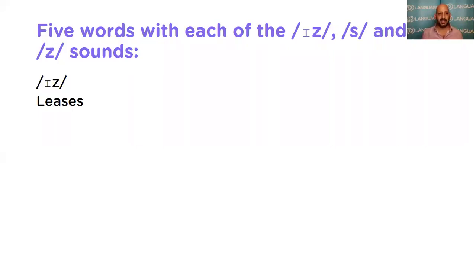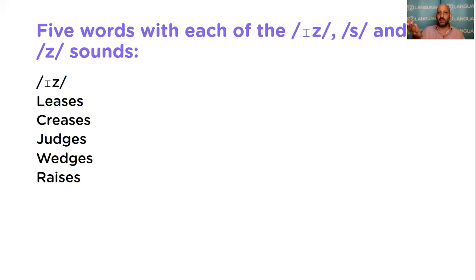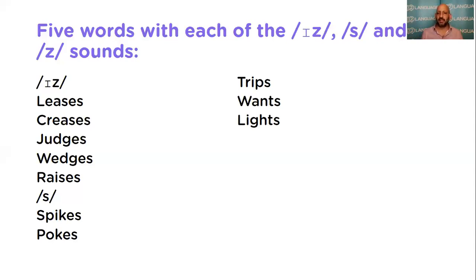The word is leases. Okay, to lease a property, to rent it out. Leases, he leases it. Creases, that line in your trousers when you iron them. Judges, he judges people all the time. Wedges, as in putting something to stop the door slamming, or potato wedges, which are delicious. And raises, to raise and to lower. It raises the average age. Then the s sound, the unvoiced s sound: spikes, pokes, I think pokes and prods, trips, wants, and lights. Okay, so these are the words I came up with, the s sound on the end.